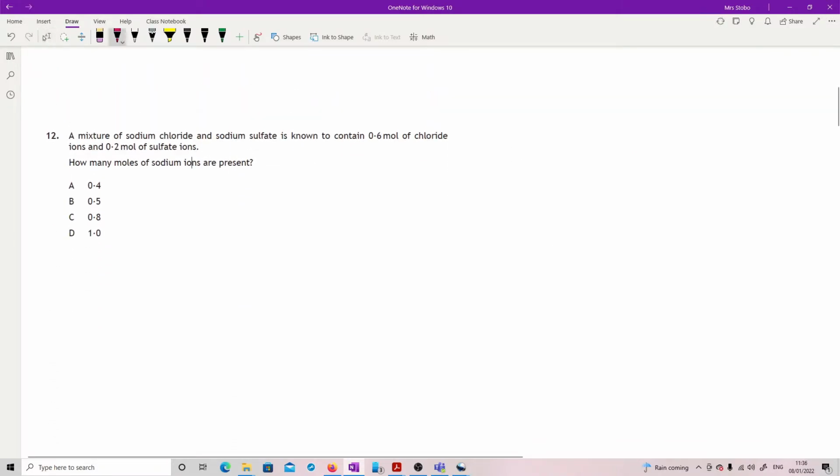Okay, question 12. A mixture of sodium chloride and sodium sulfate is known to contain 0.6 moles of chloride ions and 0.2 moles of sulfate. How many moles of sodium ions are present? Given the last question, I thought this was a gift.